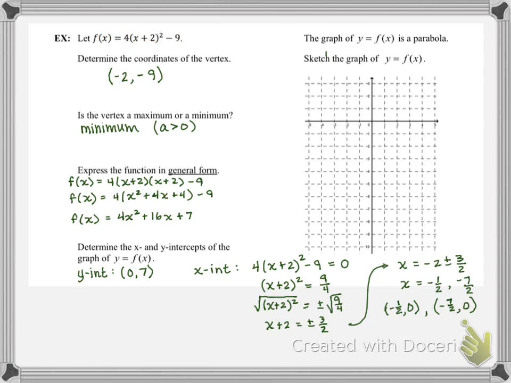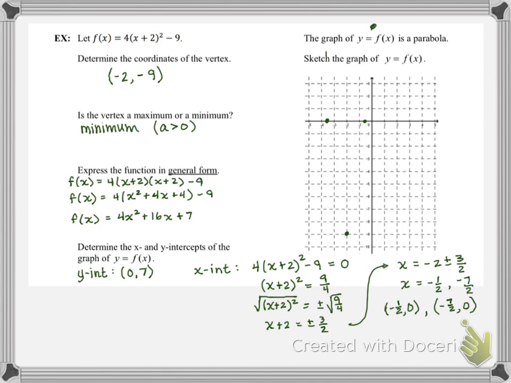So now we can use all of these to sketch our graph. I'll always start with the vertex, (-2, -9). My y-intercept is somewhat unhelpful because it's way up here off my graph, but we can put it up there anyway. And then my x-intercepts are -1/2 and then -7/2. And notice again that if you go 1.5 units to the right of the vertex, the y value is 0. And if you go 1.5 units to the left of the vertex, the y value is the same.